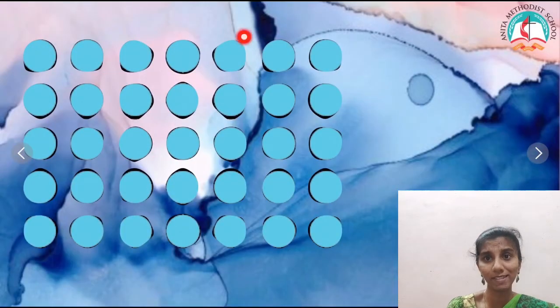How many blue balls are there? Can you see the blue balls? Now I am going to be quiet. You are going to count and tell me. So how many rows and how many columns? Shall we count?